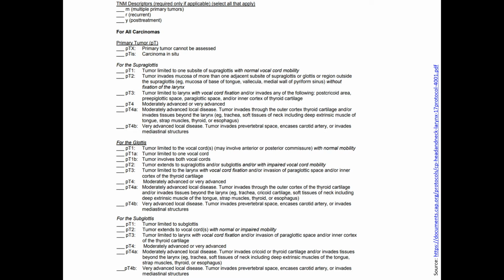By the time we actually get a larynx, usually the tumor has grown to the point where the vocal cords are already gone. So it's unusual to sign out a T1 or T2 larynx. Now, that being said, the thing that will automatically get you to a T4 is if you're obstructing the airway, of course.